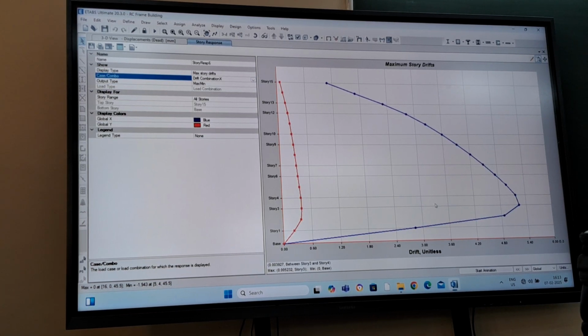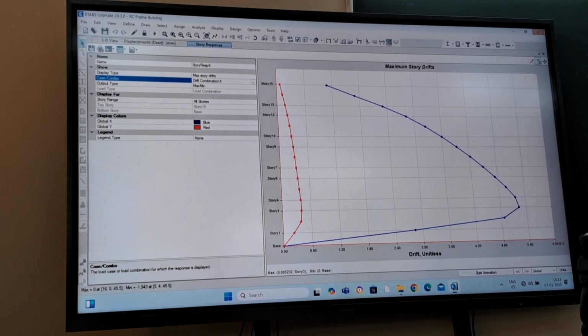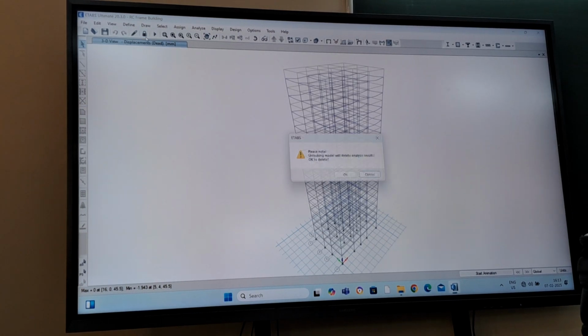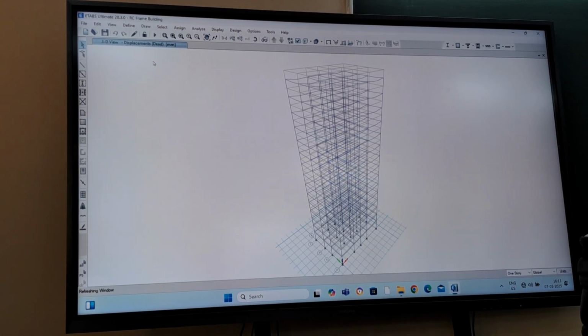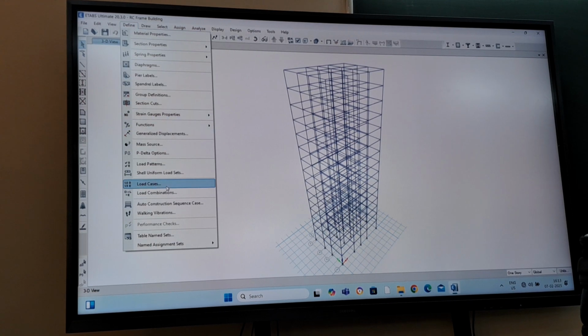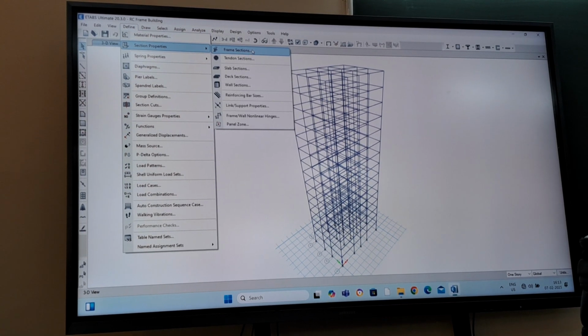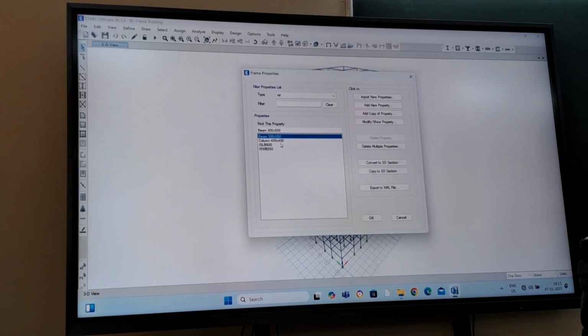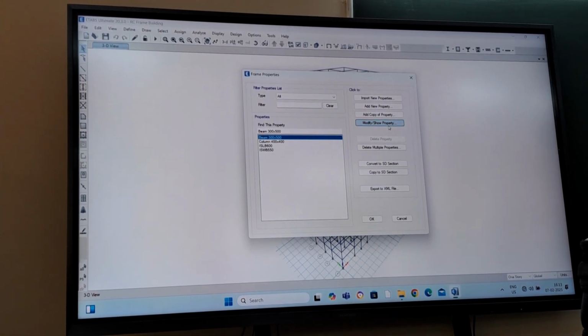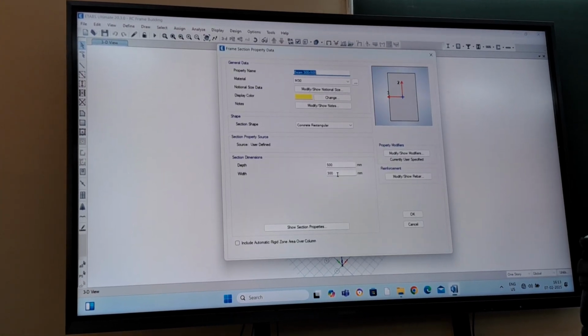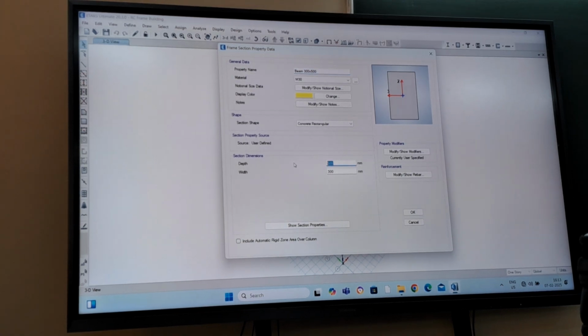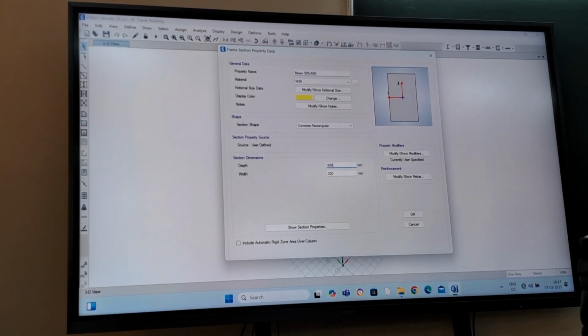This is out of plane. So we have to increase the member sizes because the drift criteria is not satisfying. What we can do is let's increase the size of the beam also a little bit. Instead of 500, let's say 600.